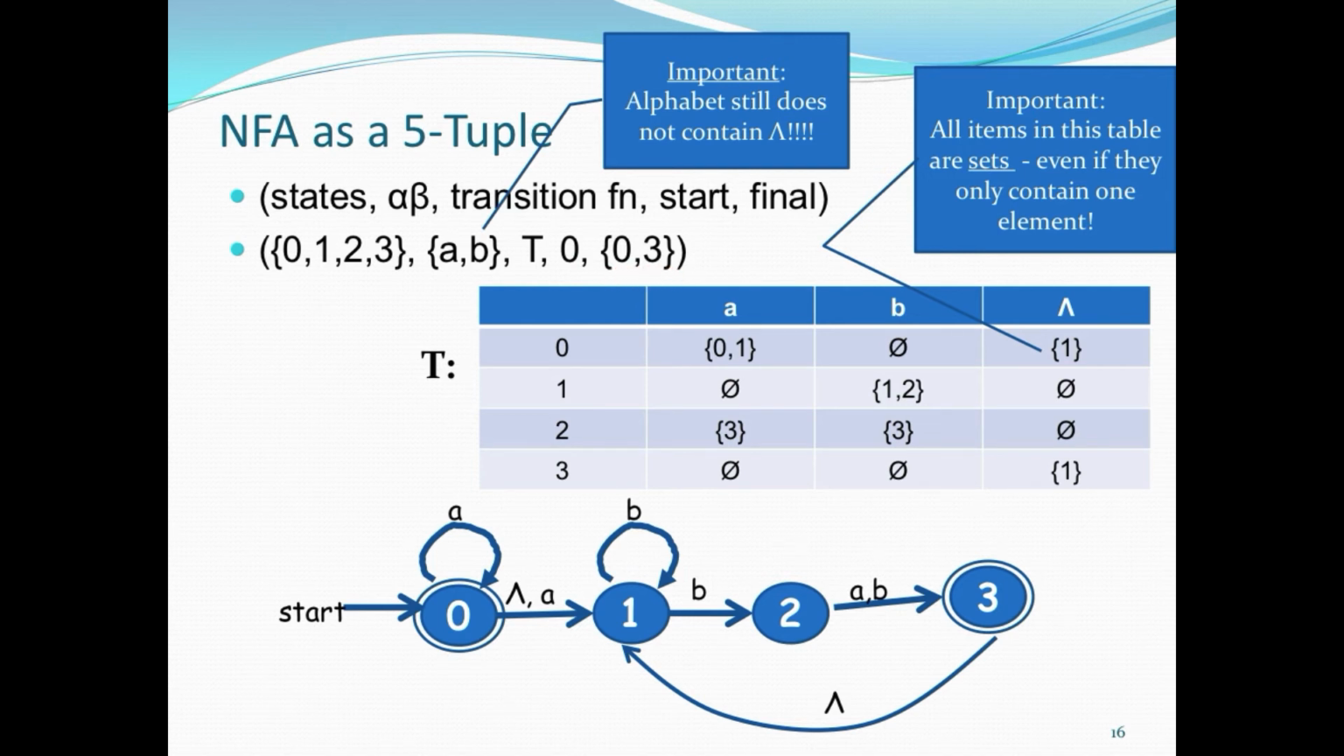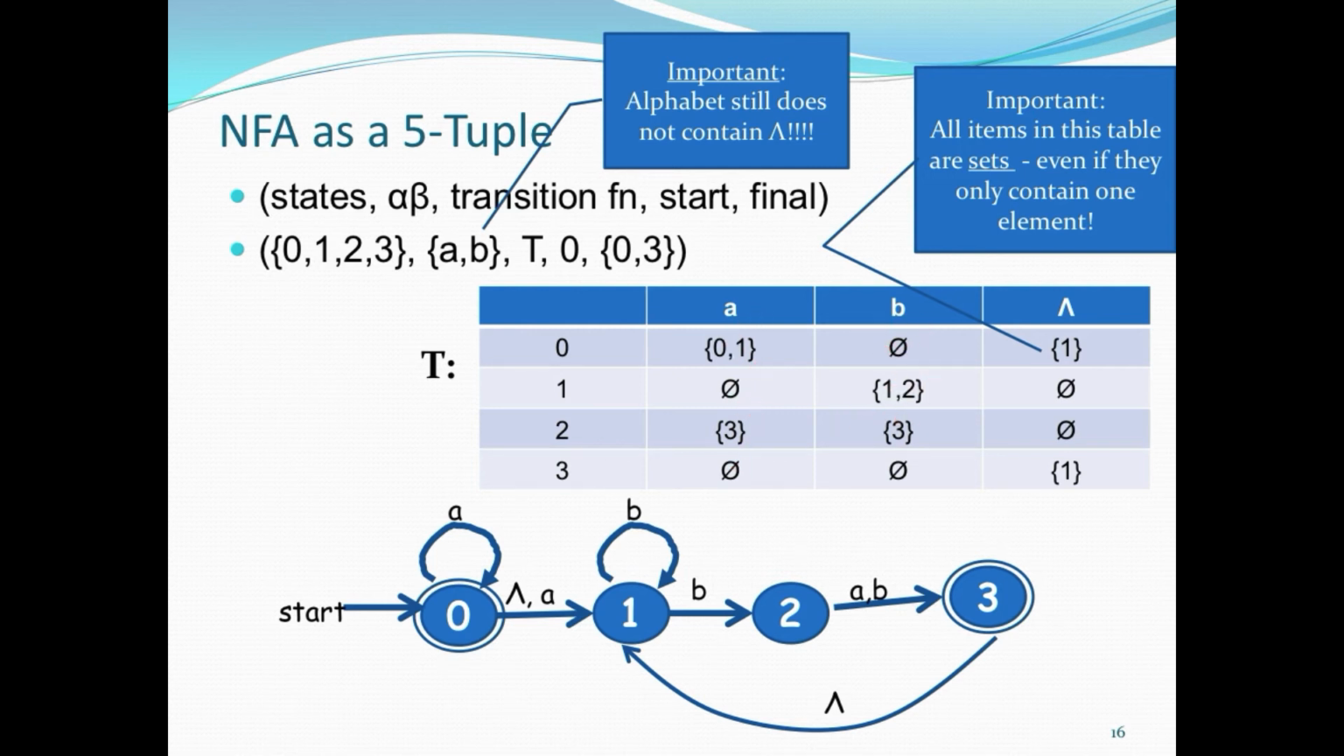And so as you've probably guessed, if you look at this transition table, the two big differences that we have now are, first off, we've added a column for lambda, like we talked about before. And secondly, we've switched things here. Now, we don't just have a singleton in each space in this table, right? Instead, we have a set, okay?